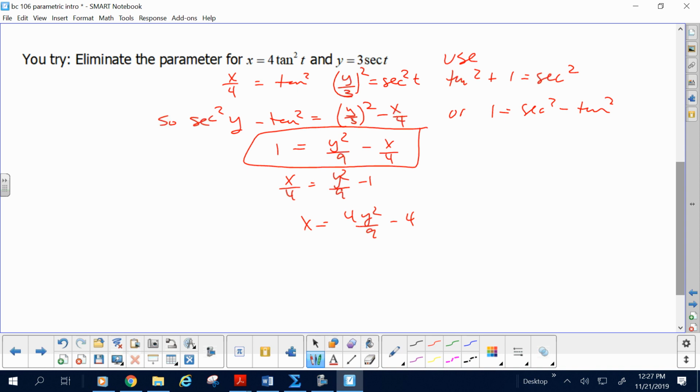That's it. I'm not done. What else did I miss? Domain and range, or one or the other. Now, this is kind of atrocious. This is why.